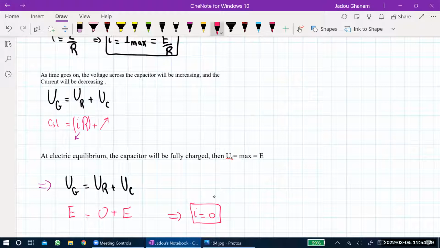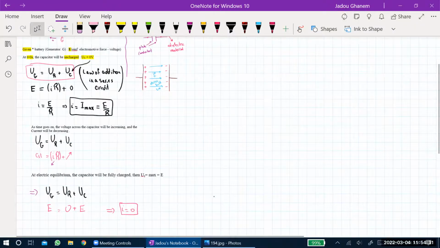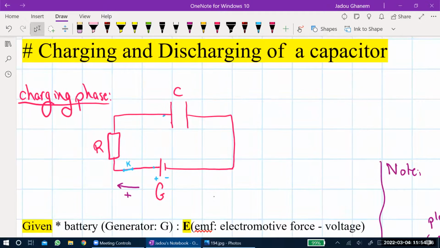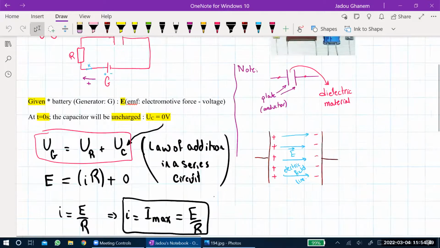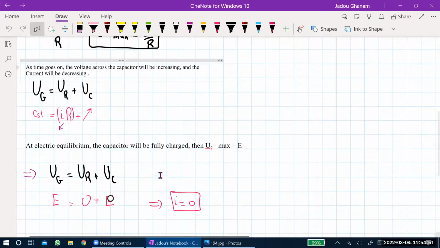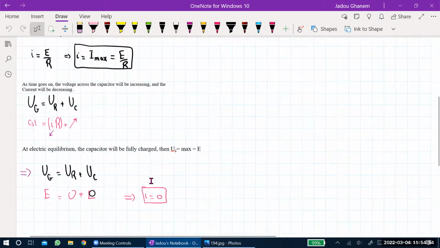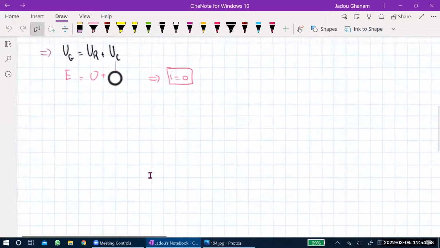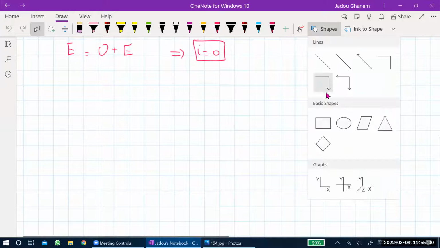So if we want to recap the information till now, we said that initially the capacitor is 0. It's totally empty. With time, the voltage across the capacitor will start increasing till it reaches maximum value or maximum voltage. If I want to draw this in a small graph, I can show it here. Let me try to show the graph somewhere. Okay, it's better to draw the graph here. Look, please.